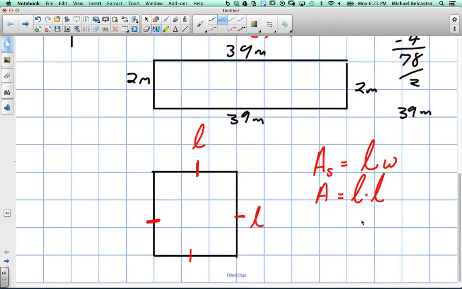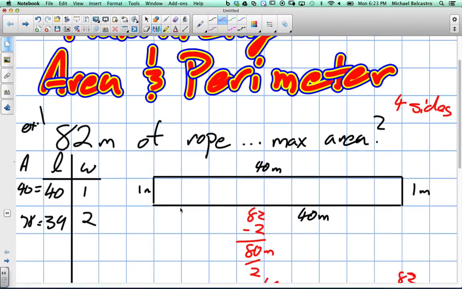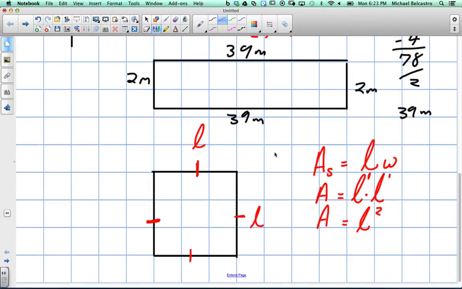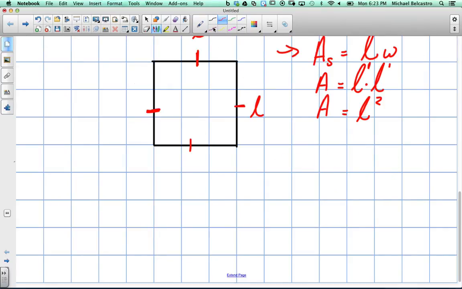How can I simplify that? L times L. Do you guys remember your exponents? Like simplifying? Oh, yeah. Exactly. So the area is equal to L squared. Well, we know the area. Do we know the area? Oh, no, we didn't know the area. Okay, this is good if they've given us the area. In this one, they gave us a perimeter. And we use a different formula.